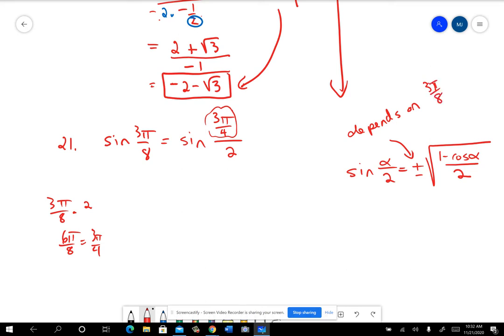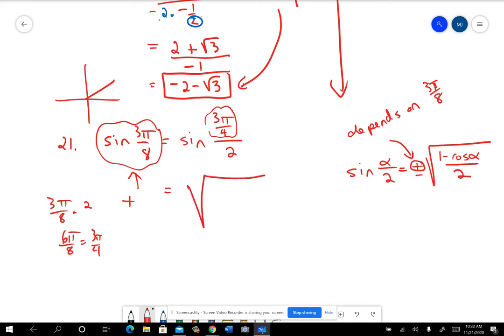So really all you have to do is think about this right here. Think about how 3 pi over 8 is in the first quadrant. So this has to be a positive value. So when you do the formula, you'll use the positive on this one. The formula says I'm going to have positive, I already decided.